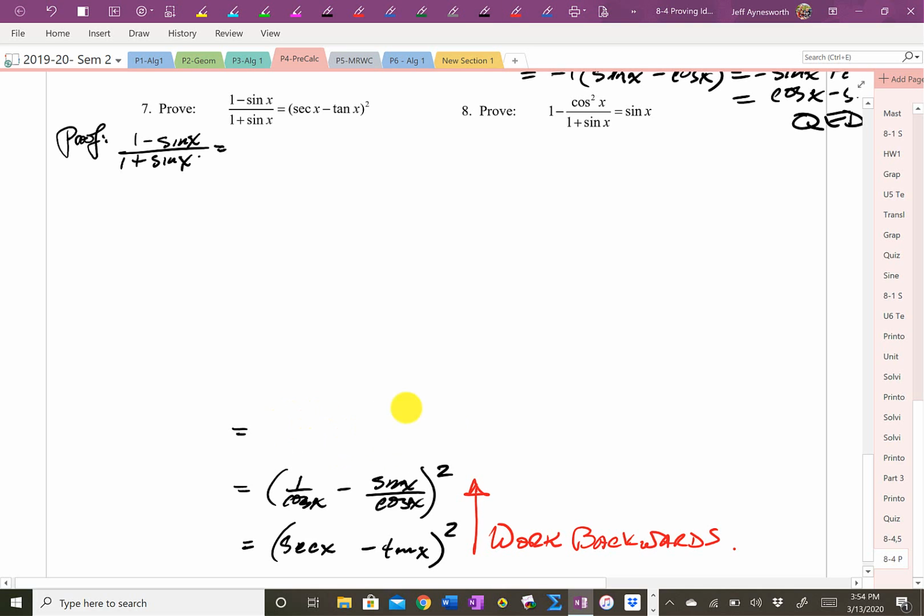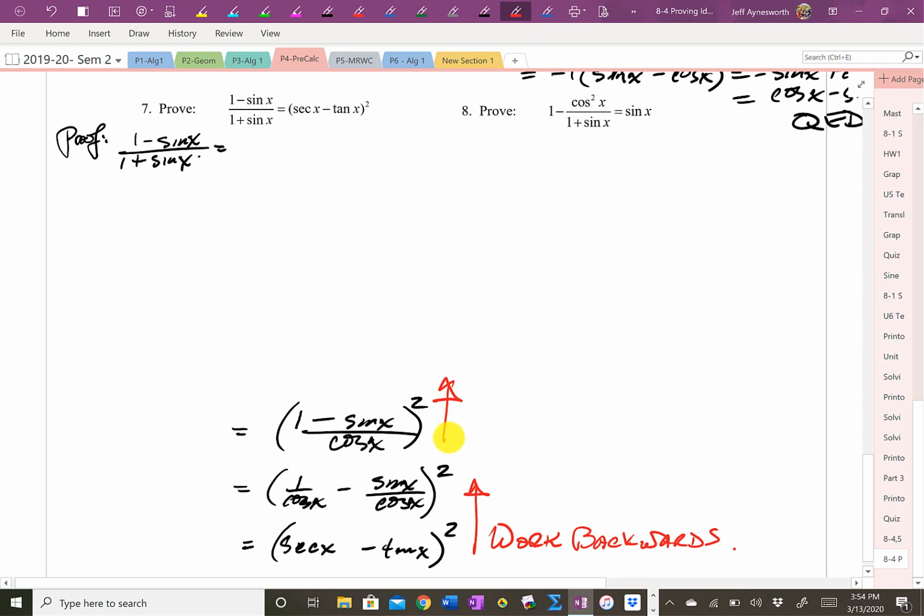Oh, wait, I'm sorry. Scratch what I just said. They have common denominators. Silly me. We don't need to do that. I'm complicating things. Just subtract. Okay, so 1 minus sine of x divided by cosine of x. They have a common denominator. Okay, we're going to continue working backwards here.